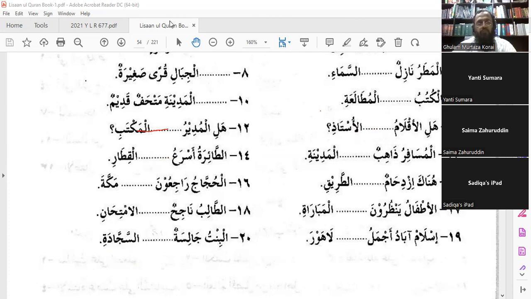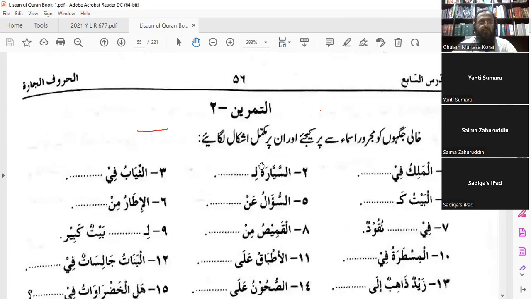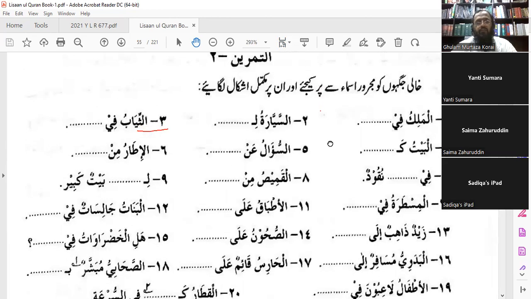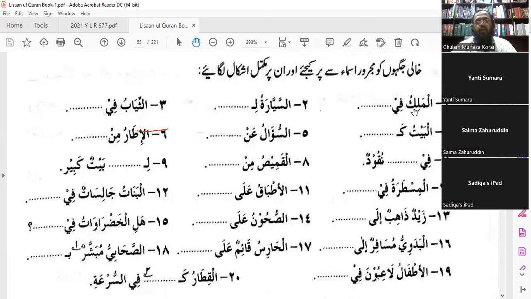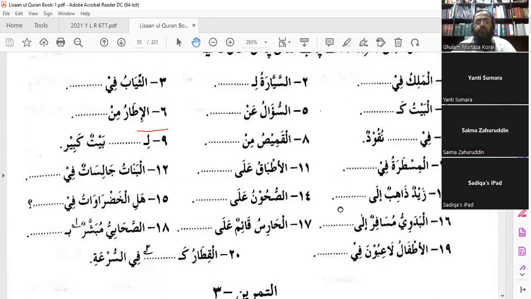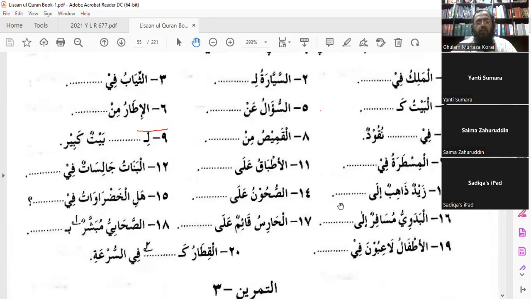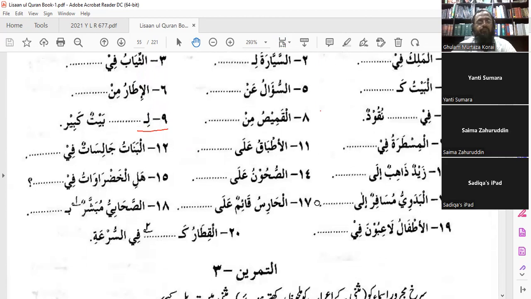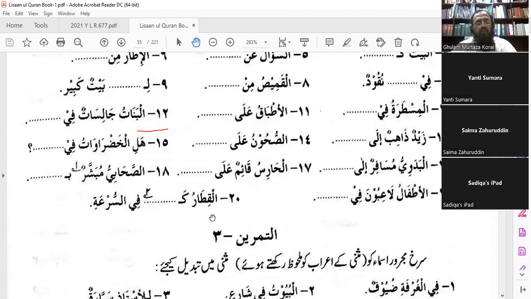Very good. Mashallah, you know the vocabulary. Keep strengthening your vocabulary. Now, this is also Al-Malik. What is the meaning of Al-Malik? King. Al-Mistaratu, ruler. Al-Khadarwatu, vegetable. Al-Harisu, guard, chokidar.